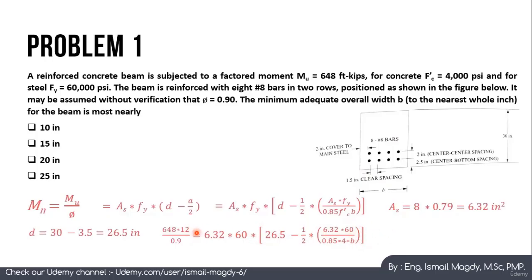So we have now this full equation. All values are known except for b. We can simply solve this equation to obtain b, which is going to be 14.92 inch. So this means that the minimum required width for this beam to the nearest whole inch equals 15. And this is our solution here.